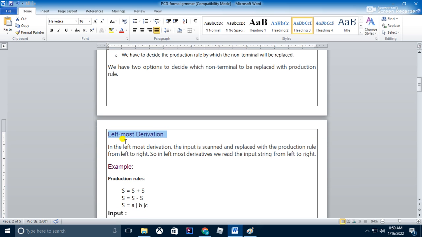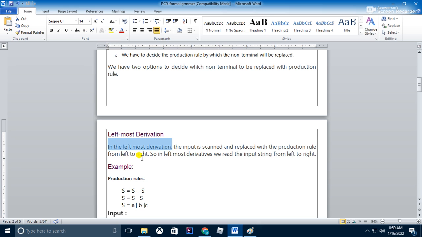So either we can have leftmost derivation or we can have rightmost derivation. What is the meaning of leftmost derivation? In the leftmost derivation, the input is scanned and replaced with the production rule from left to right.